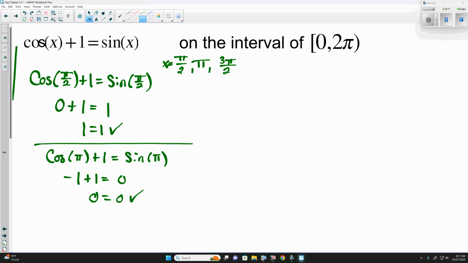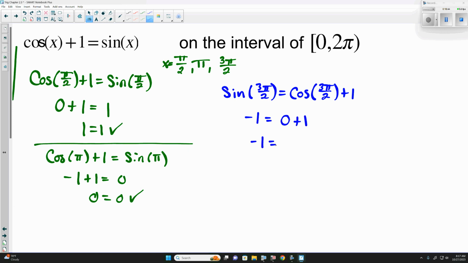Let's go on and just check the last one for the heck of it. Sine of 3 pi over 2 is equal to cosine of 3 pi over 2 plus 1. Well, sine of 3 pi over 2, going straight down, is -1. Cosine of 3 pi over 2 is 0 plus 1. -1 is equal to 1, yes? No. Three pi over 2 doesn't work.